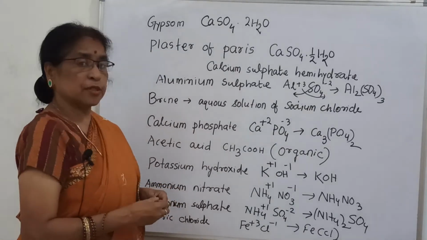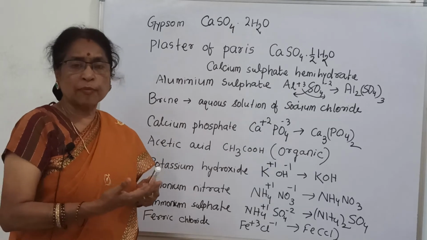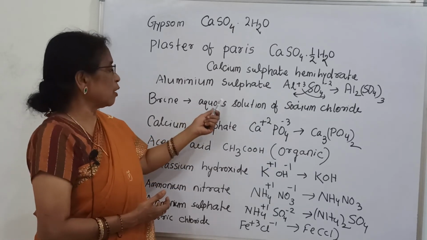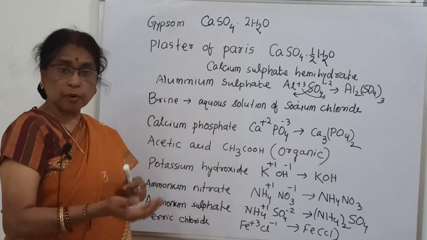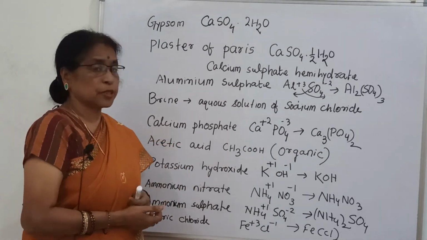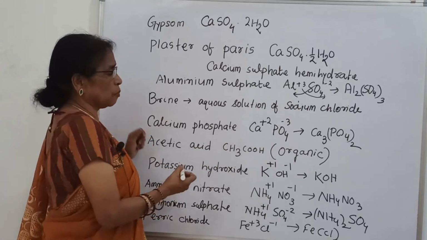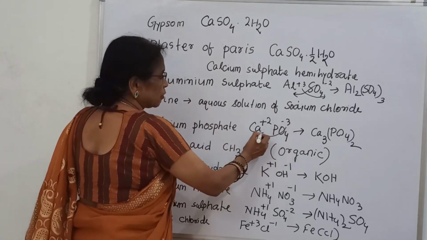And brine, what is brine? The name is aqueous solution of sodium chloride. Sometimes one may ask, what is brine? Brine means aqueous solution of sodium chloride. What is the formula of sodium chloride? NaCl.